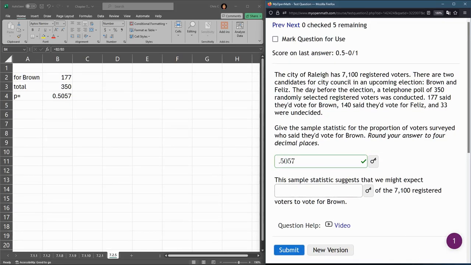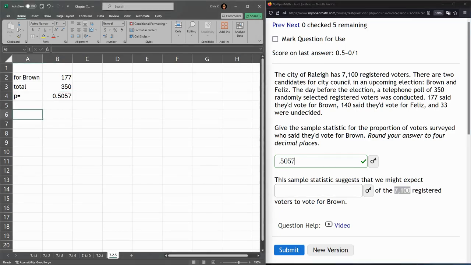Okay. Now, how can we use this to estimate how many of these actual voters are going to vote for Brown? Well, we're going to assume this proportion of them are going to be the proportion of 7,100. So we're just going to multiply 7,100 by that number we just got. And I'll just let Excel do this. Total 7,100. So voters for Brown is going to equal the total voters multiplied by that proportion right there.